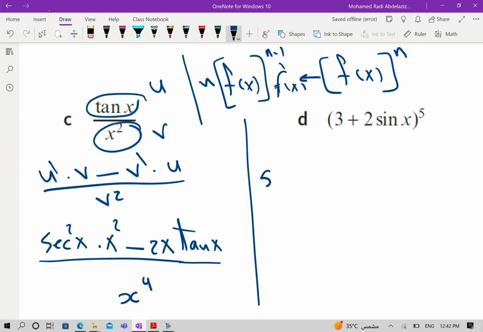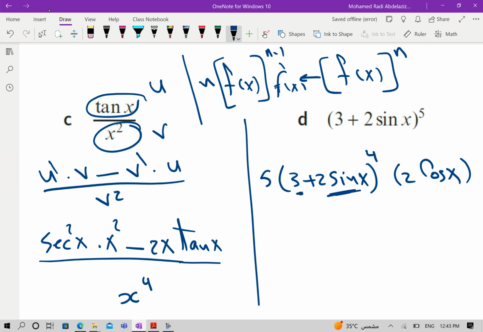5. Subtract 1. 3 plus 2 sine x, all to the power of 4. Then differentiate: the derivative of 3 is 0. The derivative of 2 sine x will be 2, and the differentiation of sine is cosine x. This is the final answer. You can rearrange and write 10 cosine x multiplied by 3 plus 2 sine x, all to the power of 4.